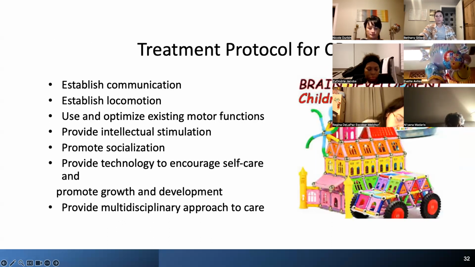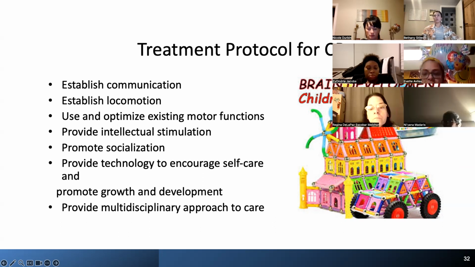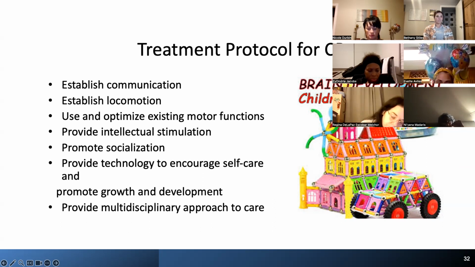When we're figuring out a treatment protocol, we're going to work very closely with the family. We're going to need to figure out a reliable communication method. So a lot of these children will be nonverbal, or they might not be able to speak, and then also have some motor deficits that we need to account for. So figuring out how we're going to communicate. We also need to optimize their motor functions. So figure out how we're going to get them to be able to move, increasing that range of motion so that we're not getting those contractures.